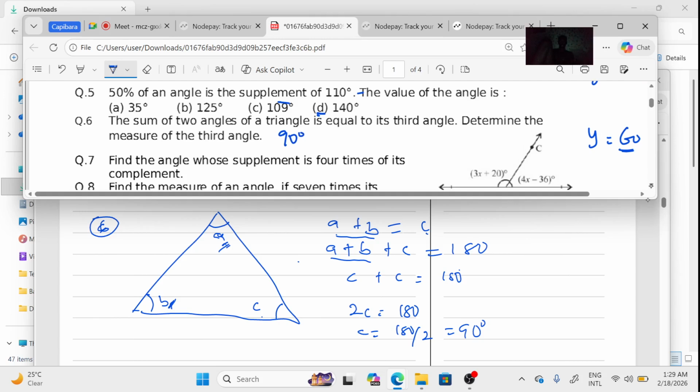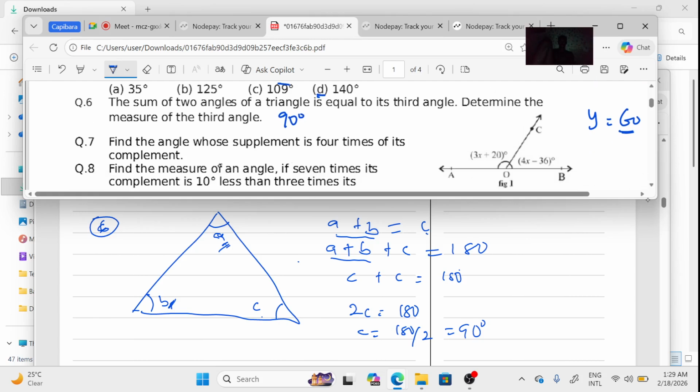Because we came in late, let's do more because it's already time. So find the angle whose supplement is four times its complement. The supplement of an angle is four times its complement. What's it there?